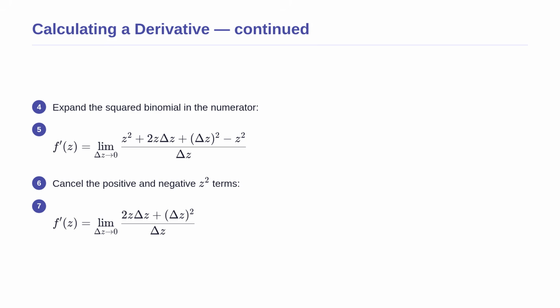Next, we notice that the positive z squared term and the negative z squared term perfectly cancel each other out. This removes the static parts of the equation, leaving only the terms that contain our tiny step variable, delta z. This simplification is exactly what we need to eventually eliminate the fraction and avoid dividing by 0.